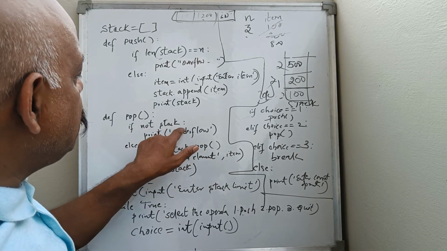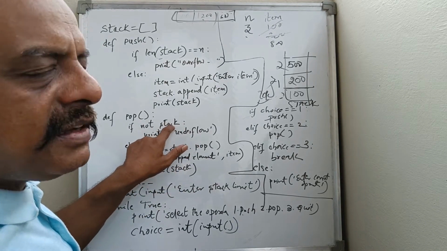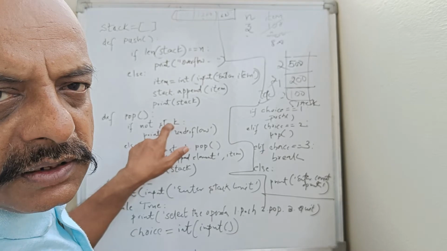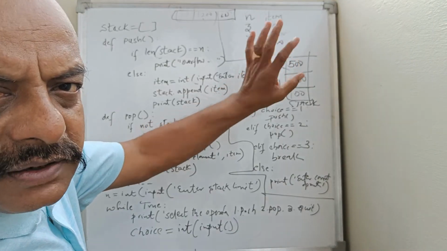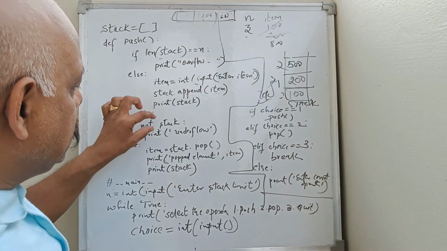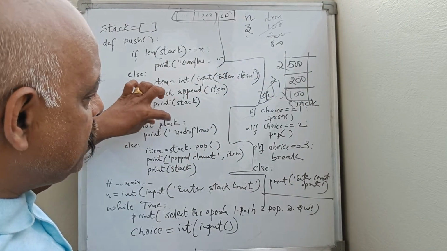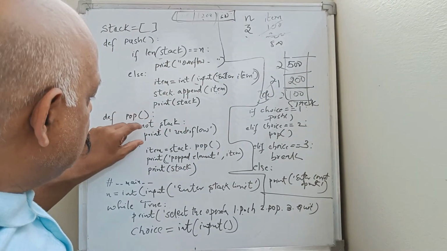So here, "if not stack" is for checking the underflow condition. If not stack is true, then it is underflow. Is it not empty now? If it is true, then this is an empty stack. It indicates that. So this is false.